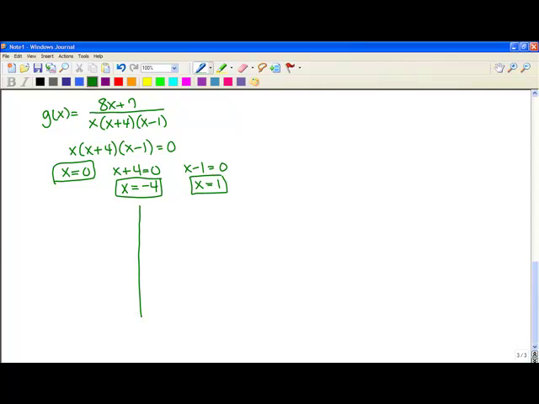We can label these on our graph. So we have a vertical asymptote at 0. We have a vertical asymptote at 1. And on the left at negative 4.